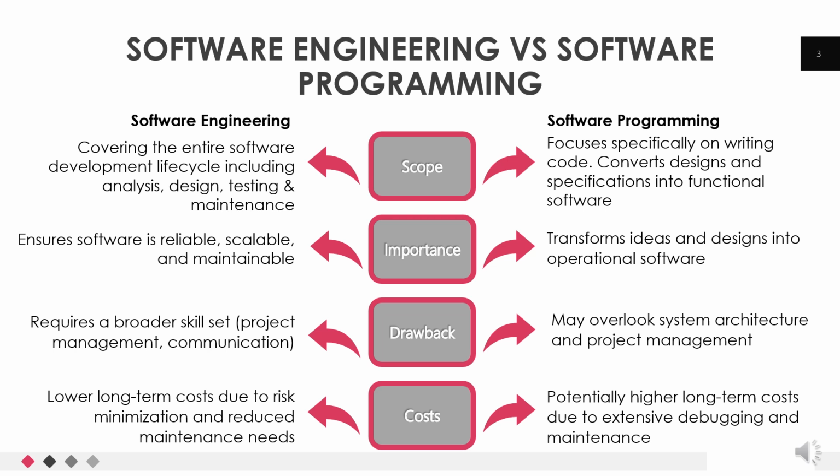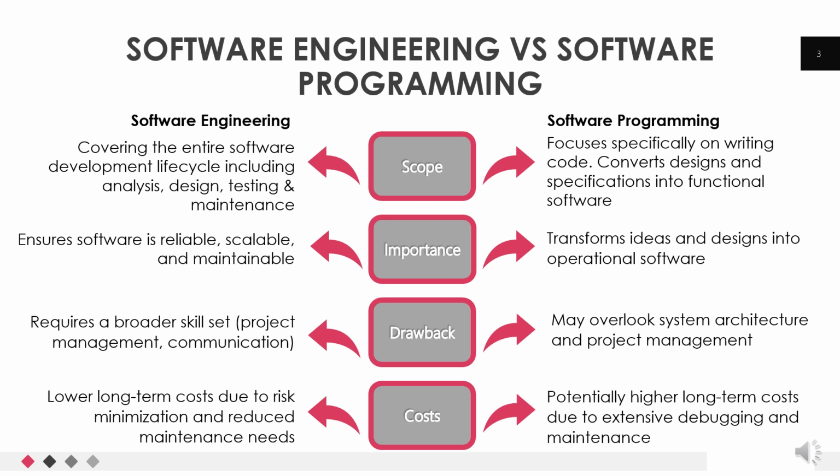In contrast, software programming focuses specifically on writing code, where programmers take designs and specifications and convert them into functional software. While software engineering manages the overall process, programming deals with the practical implementation of those plans. So both the fields have their importance.